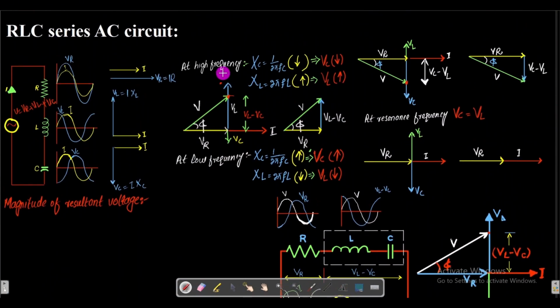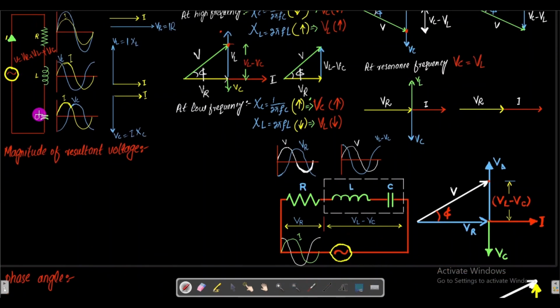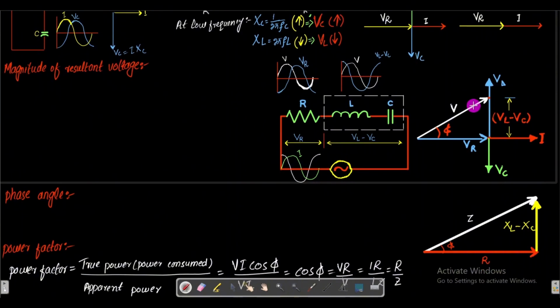Now, at higher frequency, we are interested to find the magnitude of the resultant voltage. For that, we will apply the Pythagoras theorem on this triangle. According to the Pythagoras theorem, hypotenuse squared is equal to base squared plus perpendicular squared. Here the hypotenuse is that resultant V. So V squared is equal to VR squared plus VL minus VC, whole squared.